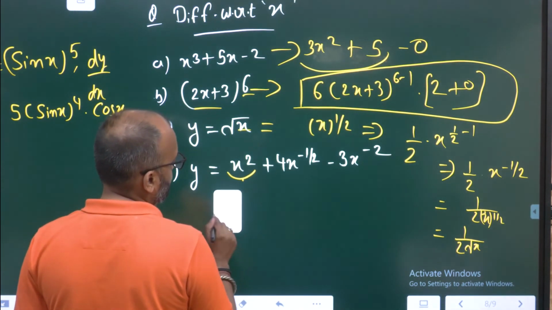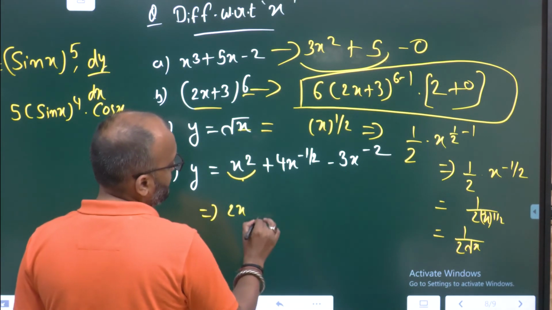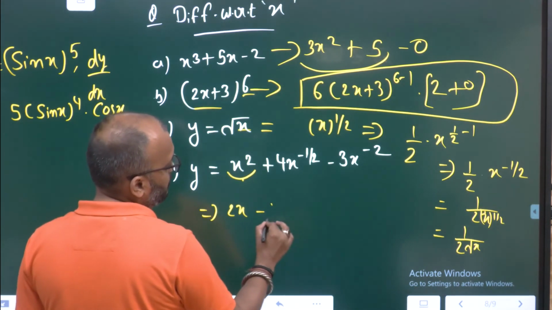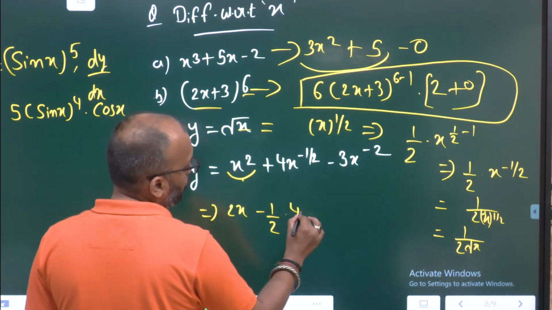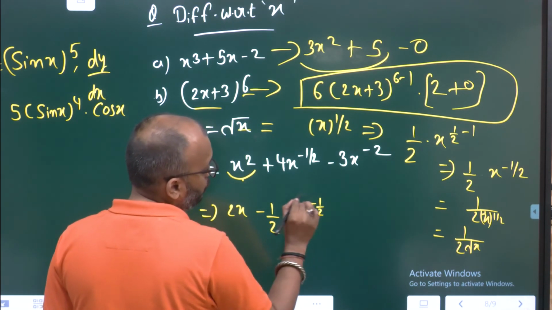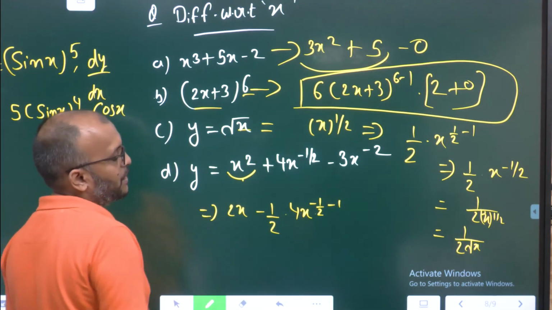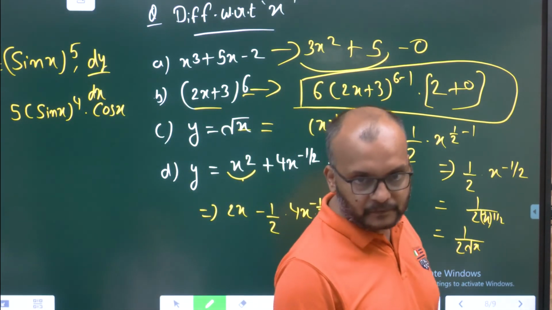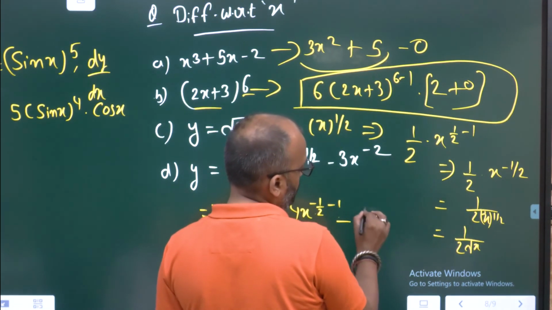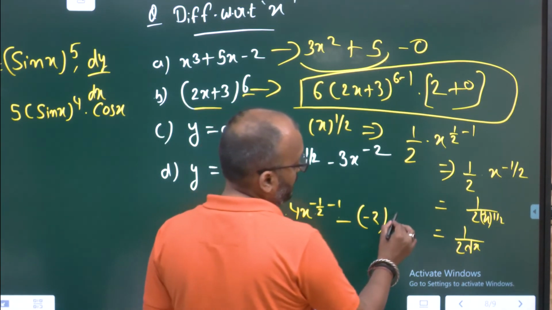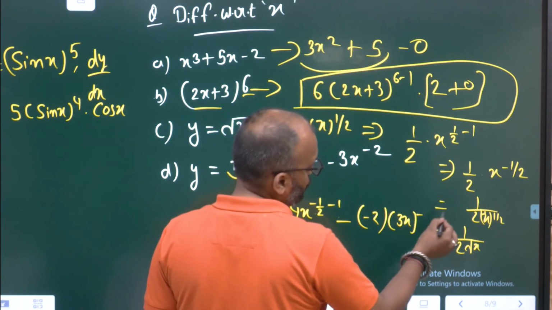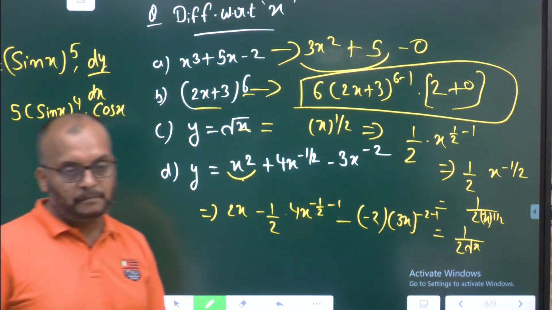Okay, this one. Yeah, this one, please see. You will get 2x, here you will get what? Power is minus 1 upon 2, so minus 1 upon 2 into 4x into, now the power of x, so minus 1 upon 2 minus 1, that will be minus 3 upon 2. Any problem? Minus, now minus 2 is the power, so minus 2 into 3x to the power minus 2 minus 1. So it will become minus 3.